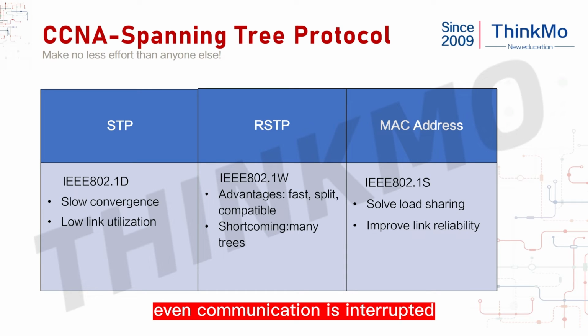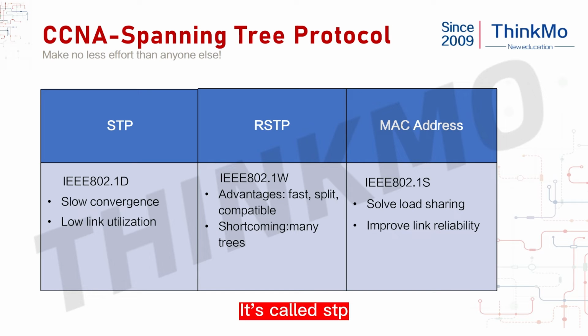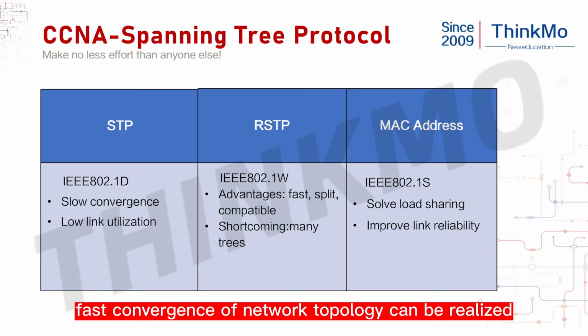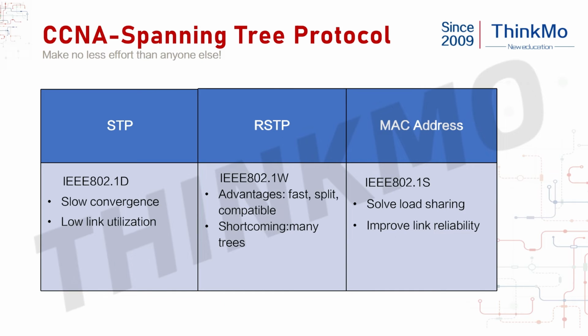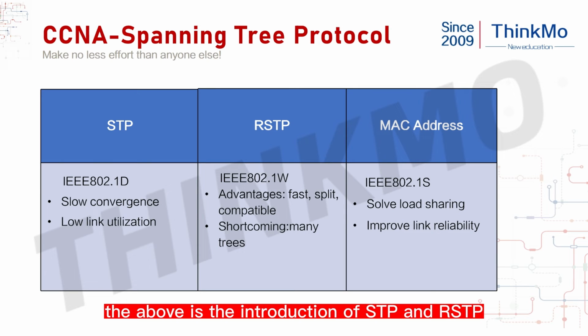Even communication may be interrupted. In order to solve the loop problem, IEEE has proposed the 802.1d standard Spanning Tree Protocol. It's called STP. RSTP is an improvement based on STP. Fast convergence of network topology can be realized. We can understand it as an upgrade. Convergence time refers to the time it takes, in case of multiple lines, when one of the lines is interrupted, for another line to take over and forward data messages. The above is the introduction of STP and RSTP.